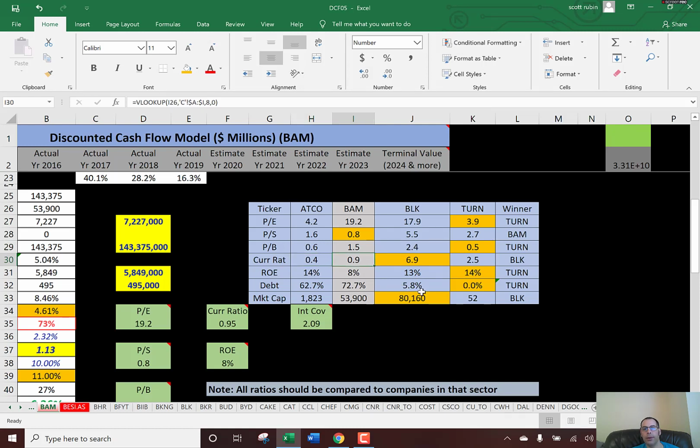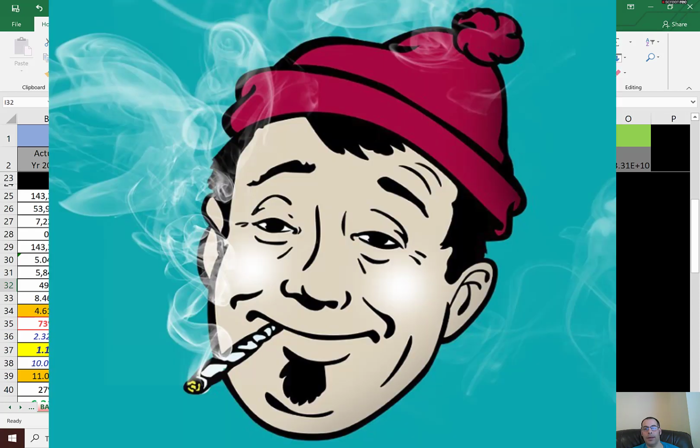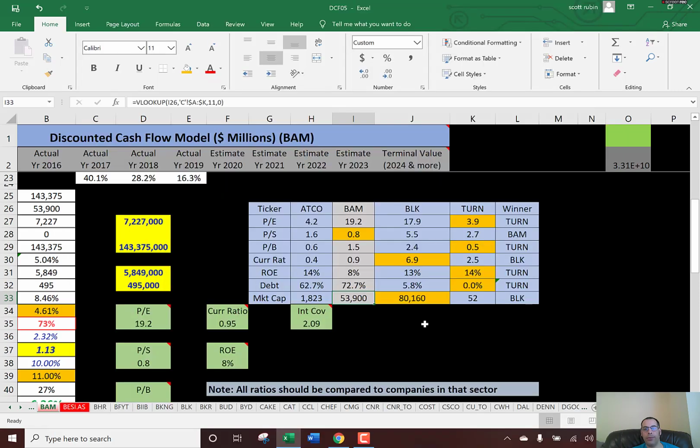Current ratio, Atco is really struggling in that category, and BAM a little bit as well. And the ROE, they're all a little low on ROE. Debt, BlackRock and Turn are in good shape with debt. BAM and Atco are a bit high. BAM is definitely on the high side. But BAM is a big company. You can see the market cap. It's a $53 billion company.